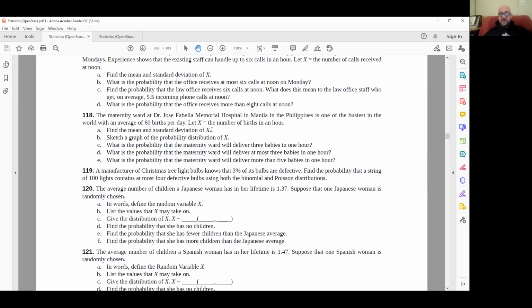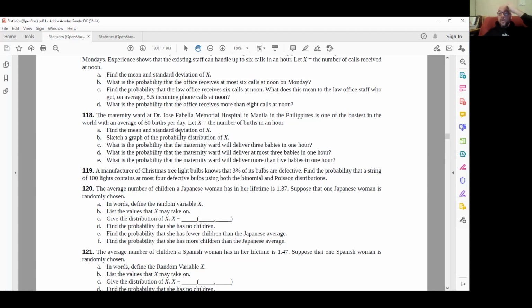Well, we're going to need to quickly define what we're using here. So this is a Poisson distribution with a lambda of 60 over 24, right? Lambda is the average number of occurrences of the event in the unit of time that you're looking at. So if there's 60 births a day, and we're looking at an hour, that gives us an average of 60 divided by 24 per hour. Find the mean and standard deviation.